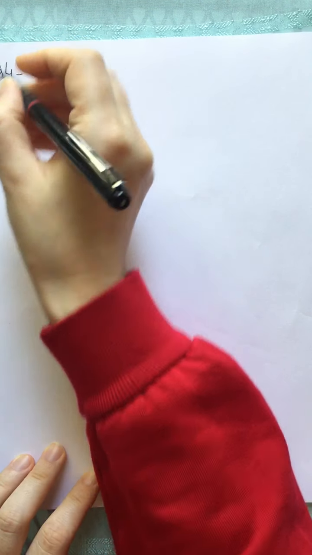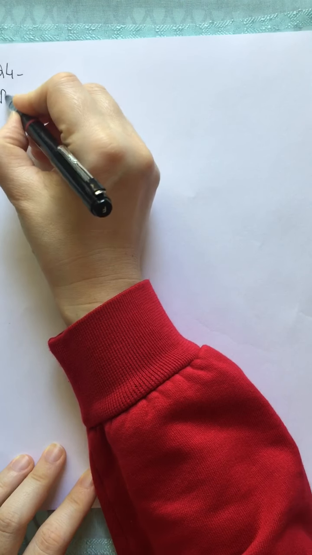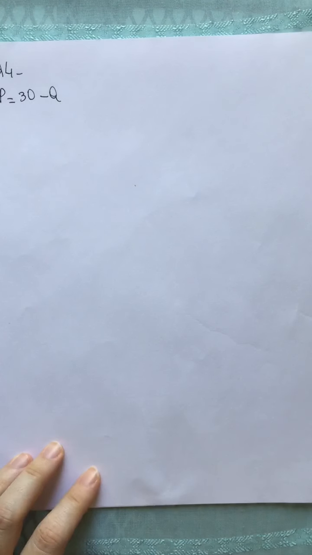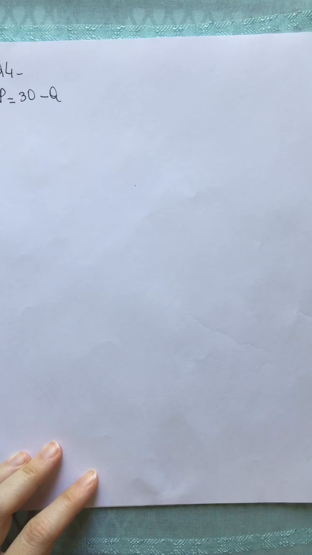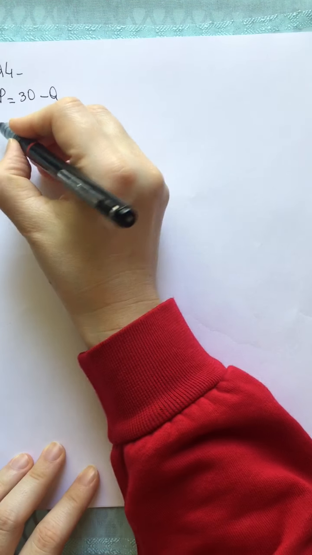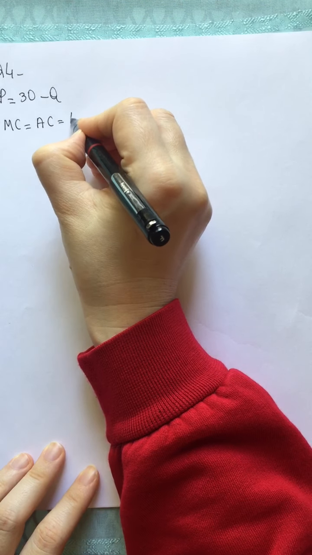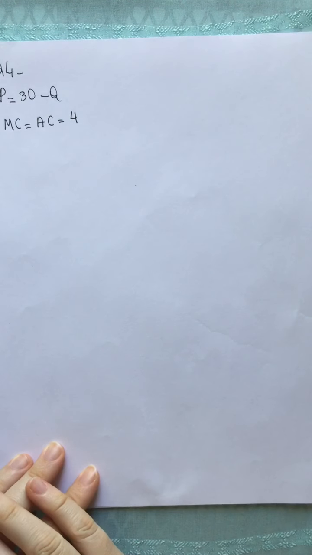Now let's come to question 4, which is about the taxation of the monopolist. It says a monopolist faces the inverse demand for its output, P equal to 30 minus Q. The inverse demand function is given directly. The monopolist also has a constant marginal and average cost, which is $4 per unit.